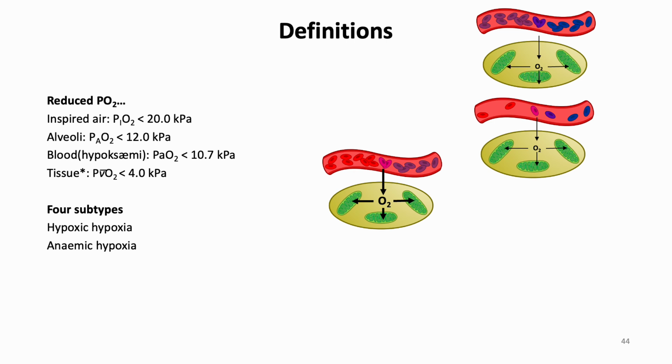Another type of hypoxia is anemic hypoxia. In anemic hypoxia, the oxygen content of blood is reduced even if the partial pressure of oxygen in the blood is normalized. And how can that be? Well, that's because of reduced hemoglobin or a reduced number of red blood cells. And that's what I've tried to show in the figure here.